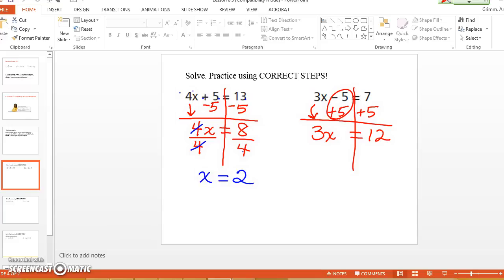Griffin. 3 divided by... So divide both sides by 3. So I divide this by 3 using my fraction bar, this by 3. So that allows my 3's to cancel. And I'm left with x. 12 over 3 reduces to 4. Make sense so far? Okay.